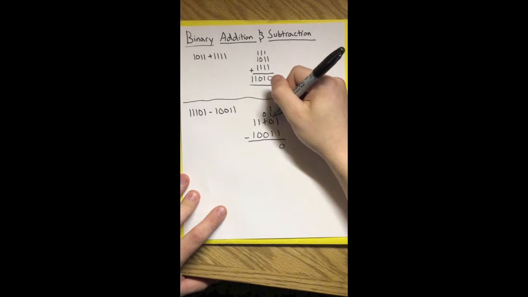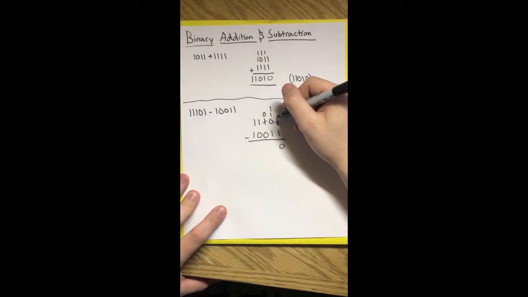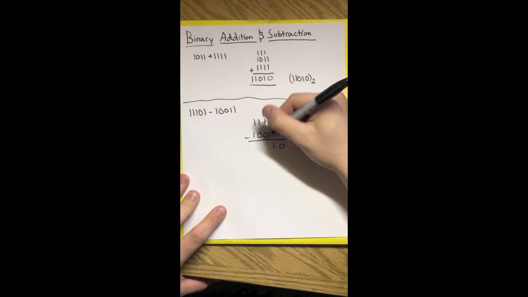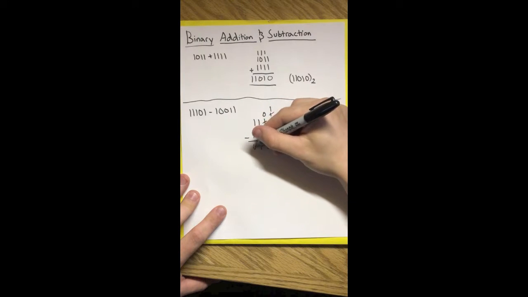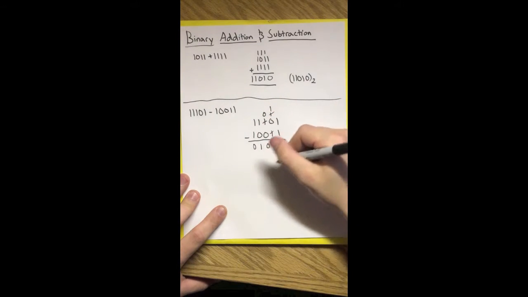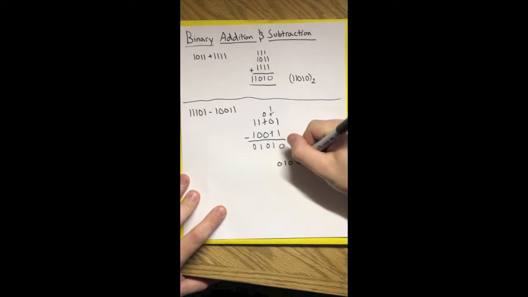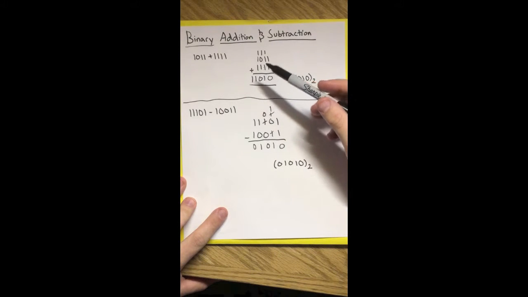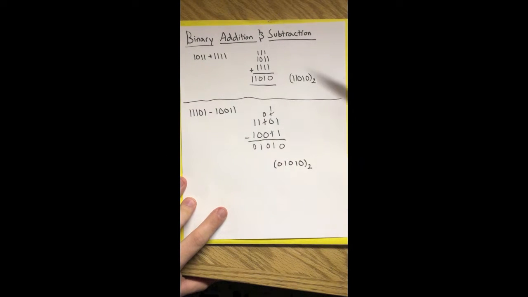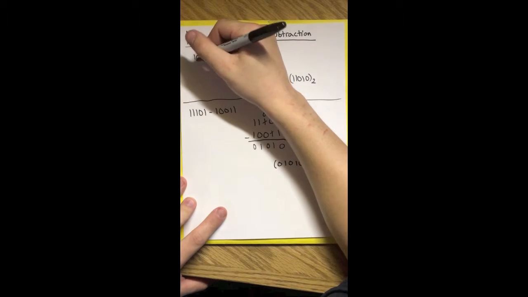When you borrow, you're borrowing a place over, so you need to represent that by 1, 1 in the place that needs borrowing. 1 minus 1, 1 remaining. 0 minus 0, 0. 1 minus 0 is 1, and 1 minus 1 is 0. 0, 1, 0, 1, 0 is your answer.